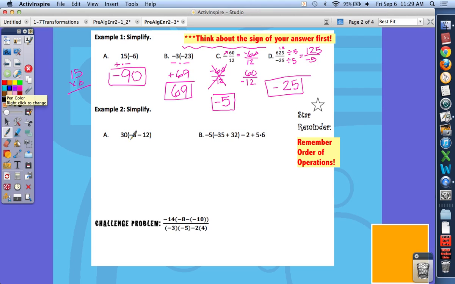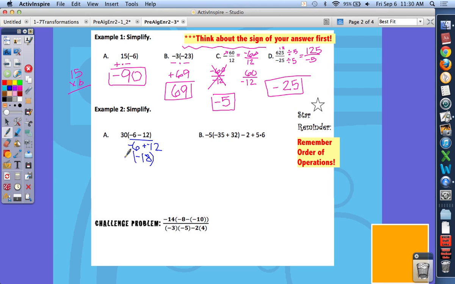Okay, for A, always start inside parentheses, so you're doing negative 6 minus 12. This is what we have to do first. Subtracting integers. How do we do subtraction with integers? It's the same as adding a negative. So negative 6 plus negative 12, same signs, we're summing them together. We're keeping the sign, so it's a negative 18.